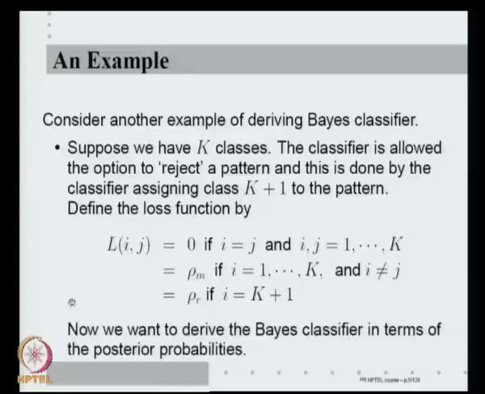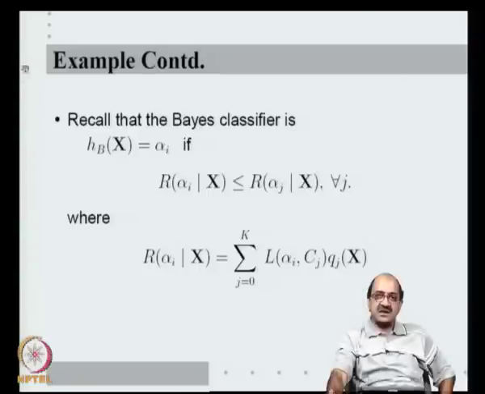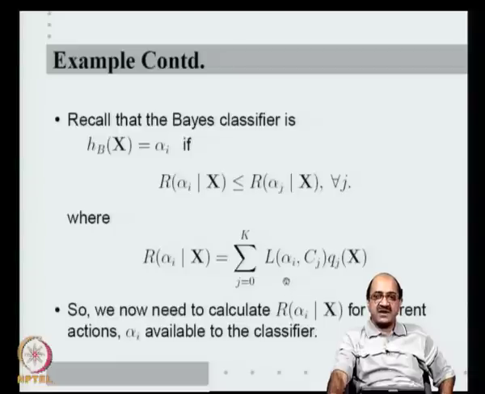Given this, can we now derive the Bayes classifier in terms of the posterior probabilities as usual? Okay. Recall that for the general Bayes classifier, given an x, the Bayes classifier will say alpha i if the risk of that action is less than the risk of all other actions, where the risk of an action given x is defined as the sum over j of L(alpha i, Cj) q_j(x), where Cj are the class labels. So, j goes from 1 to k, not 0 to k. I am sorry about that. So, that is k classes. Now we will calculate this risk for various actions and say when classification is better and when reject is better.